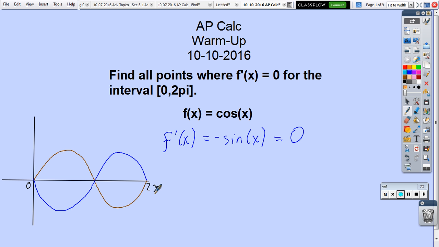So where does this equal 0 on the interval 0 to 2 pi? Start going from 0 to 2 pi, including those endpoints because it's a closed interval, including the points 0 and 2 pi. So it looks like it's 0, pi, and 2 pi. I thought it was coordinates. Does that work as points? Yeah, that's fine.